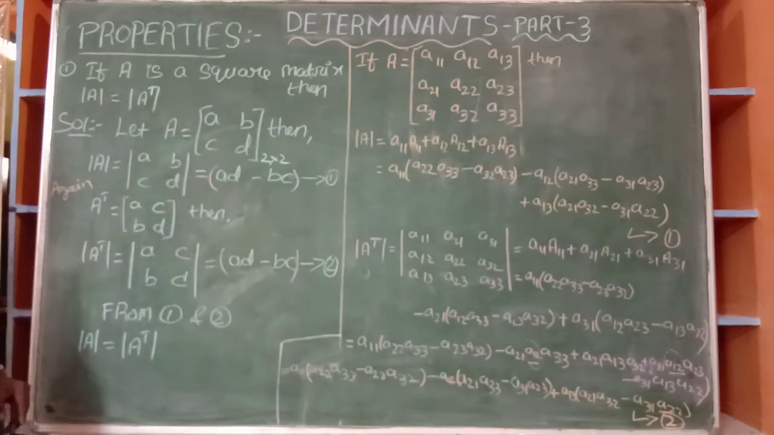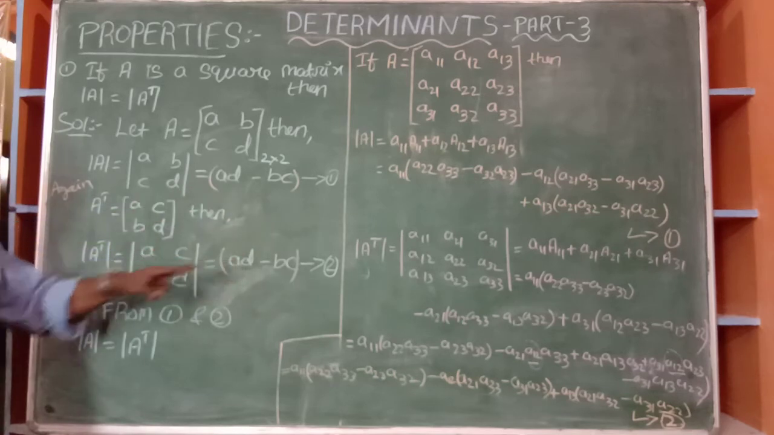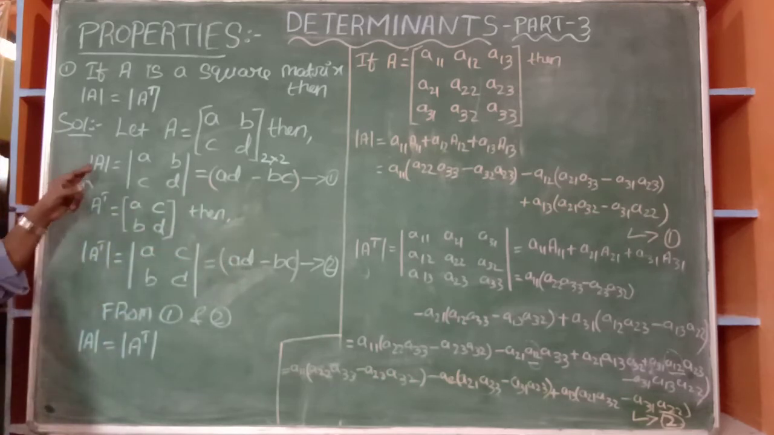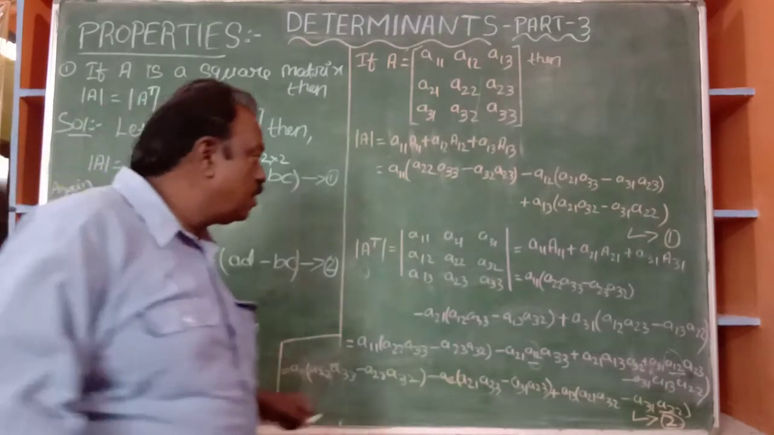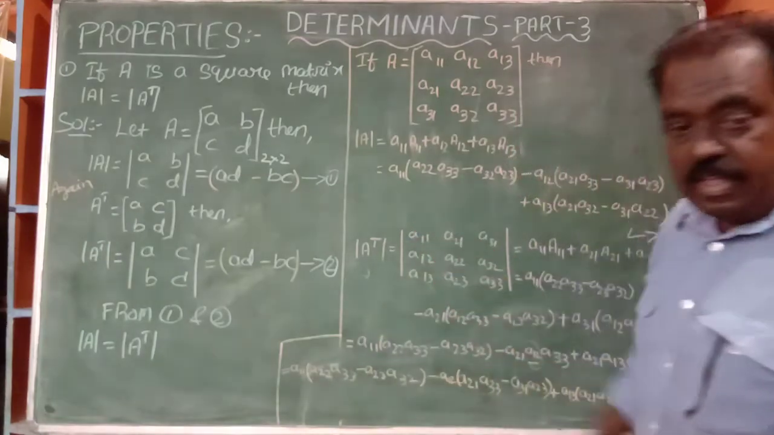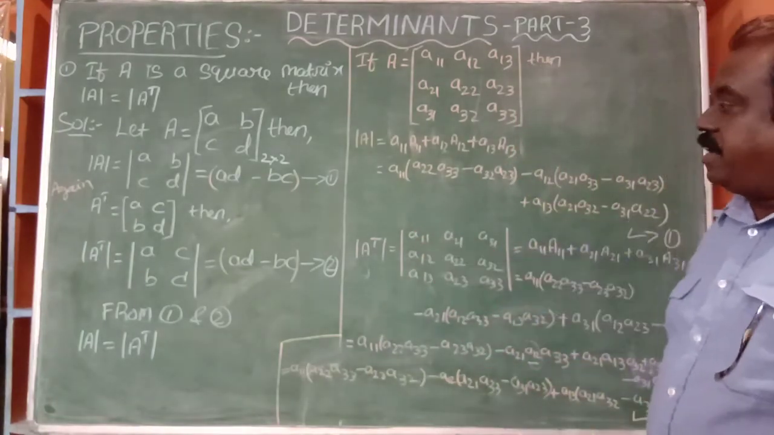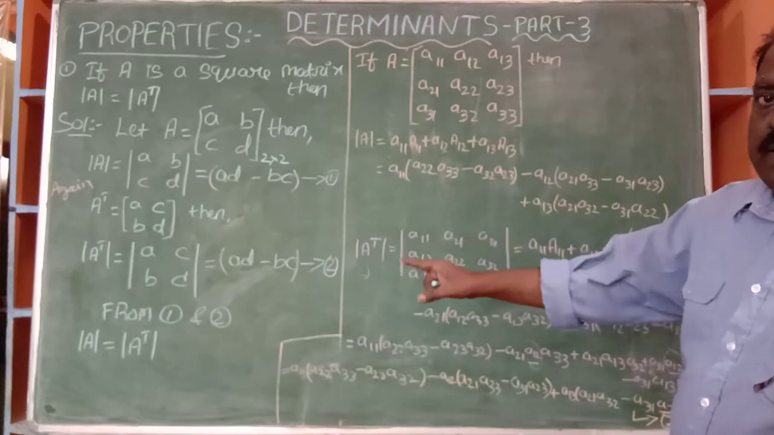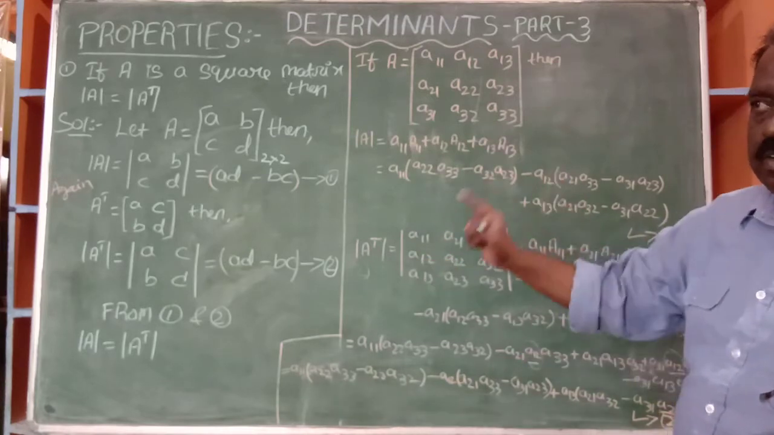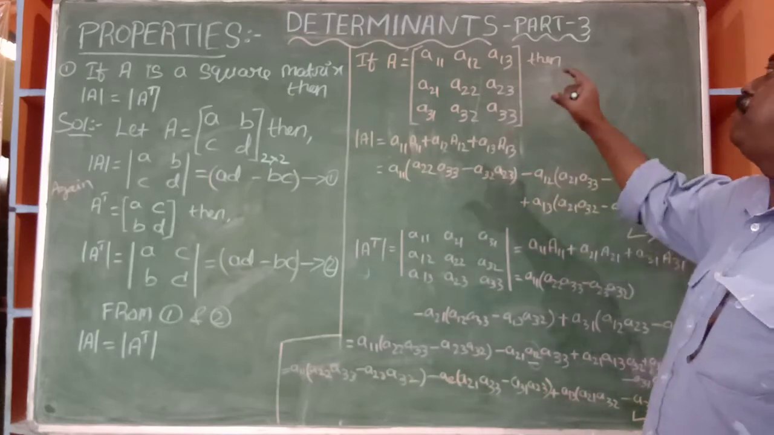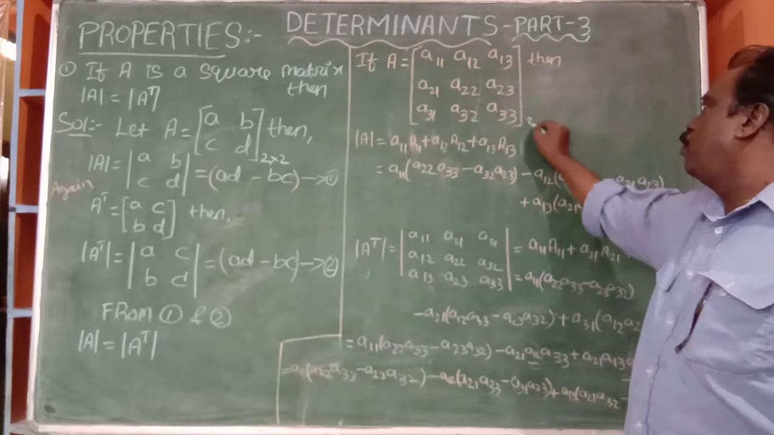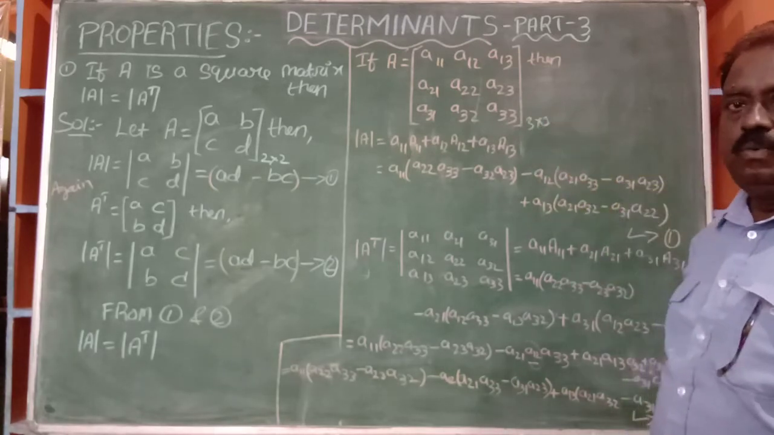From equations 1 and 2, here you see ad minus bc, here also ad minus bc. So in the first equation, it is determinant of A, and here it is determinant of A transpose. Okay, that is right. So for the 2 by 2 matrix, we showed determinant of A is equal to determinant of A transpose. Now, for the same proof, I am taking the 3 by 3 matrix.